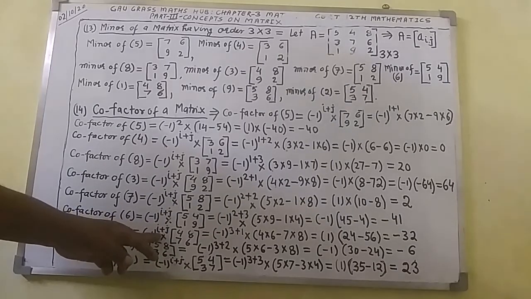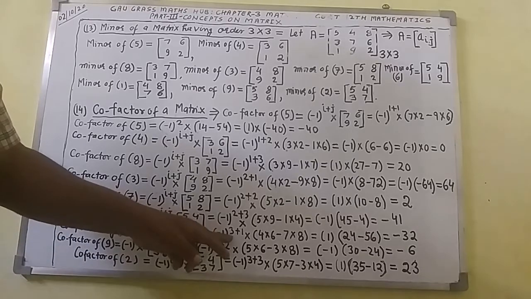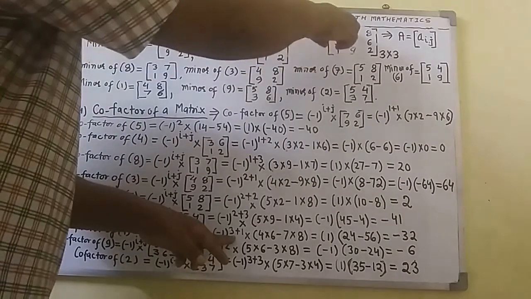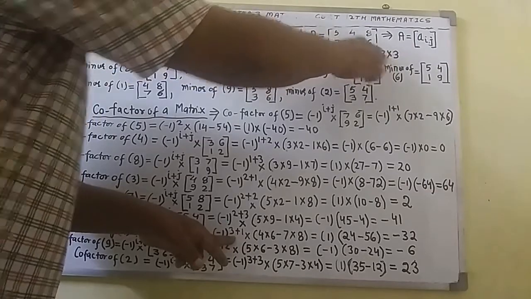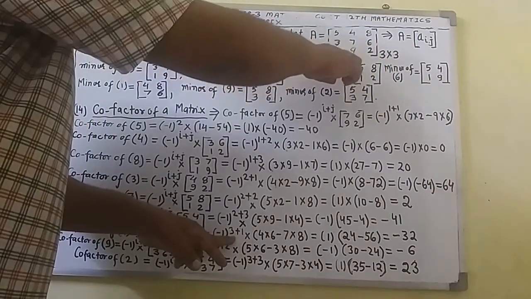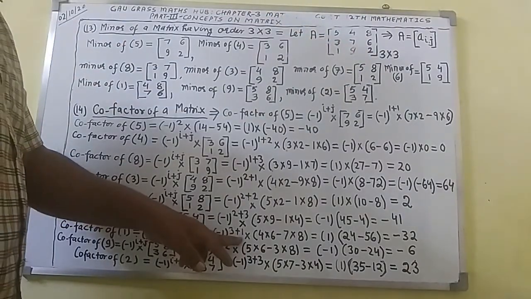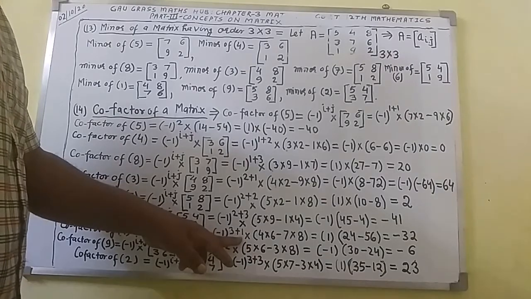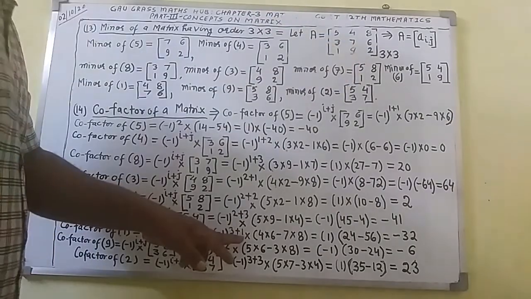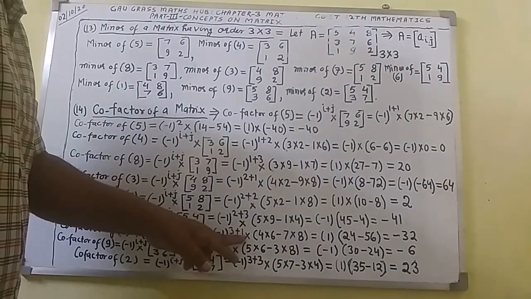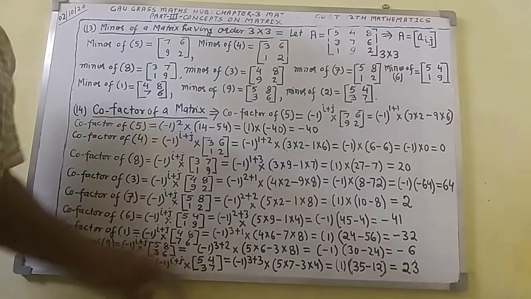I have written minus 1 raised to the power i. The value of i will be the row position of 1. So you have to see the row position of 1. 1 is in the third row: first row, second row, third row. For the third row, I shall write 3 plus j. j represents the column position of element 1. Element 1 is in the first column, so for the first column I shall write 1. 1 will be added to 3, and we get 4.